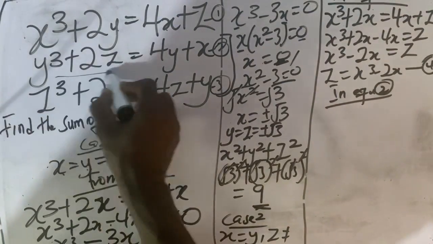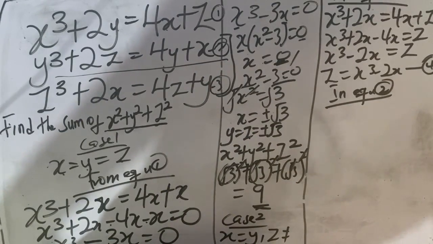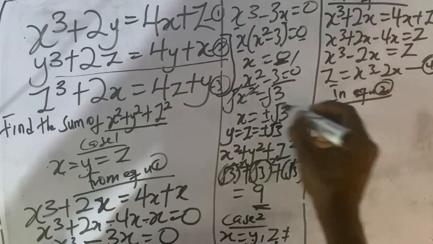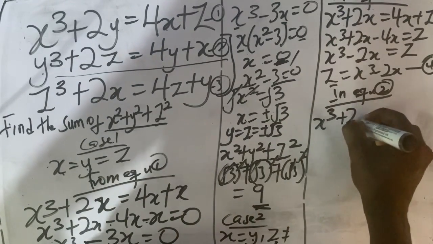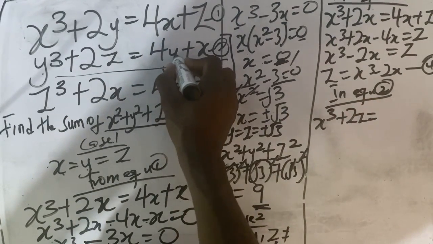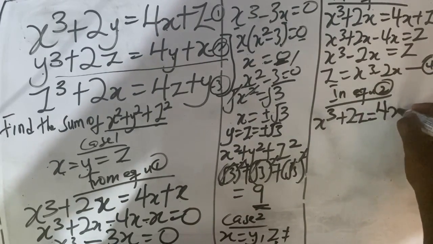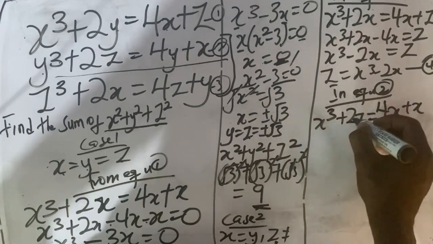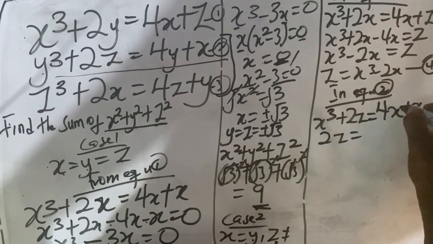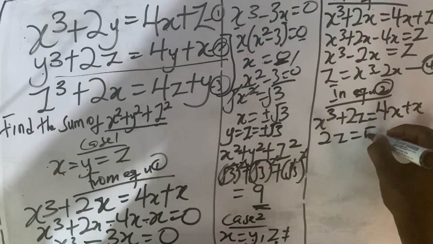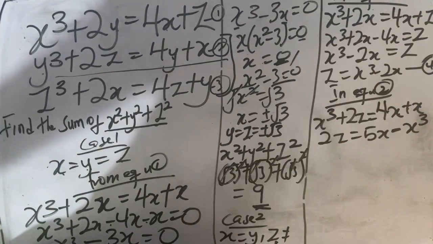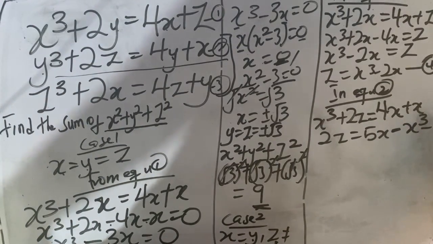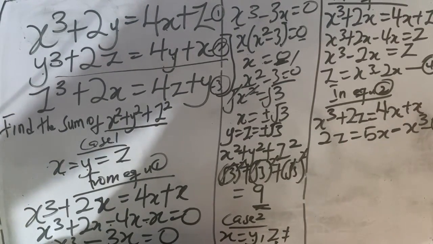So we'll consider equation 2, but the case still remains the same. Wherever we see x it is y, but z is different, so we will not touch z. So we have y cubed, which is just x cubed, plus 2z equals y here with x, and then we have plus x here. So it means that our 2z will be equal to, what is 4x plus x? That will be 5x, and this goes to the other side. I have minus x cubed in this case, right? I'm going to call this one equation 5.